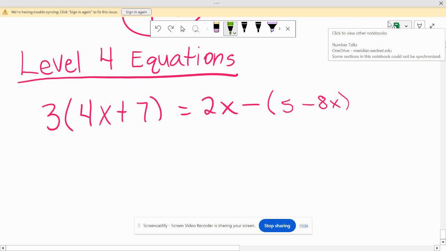Okay, in this video, we're going to be solving what I'm calling level 4 equations. These are equations that are not simplified on either side of the equal sign. So we first have to simplify and then solve.